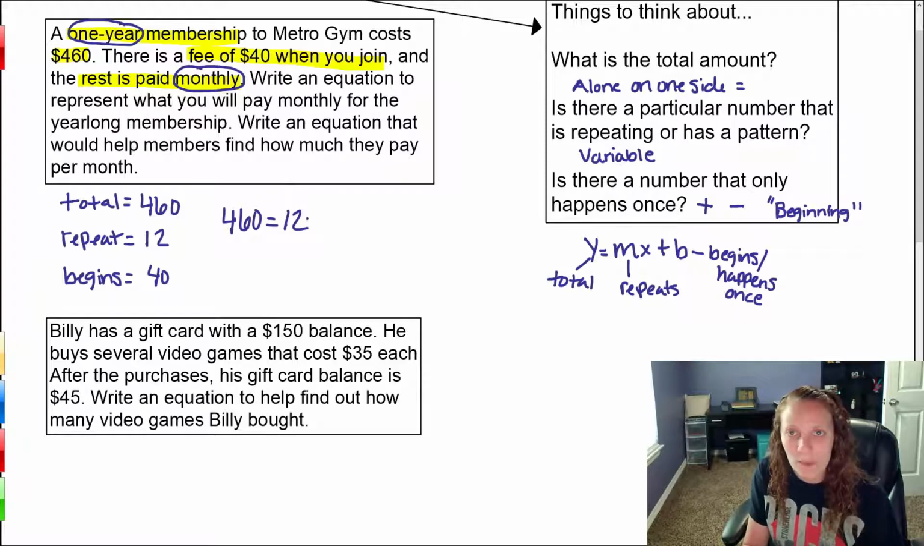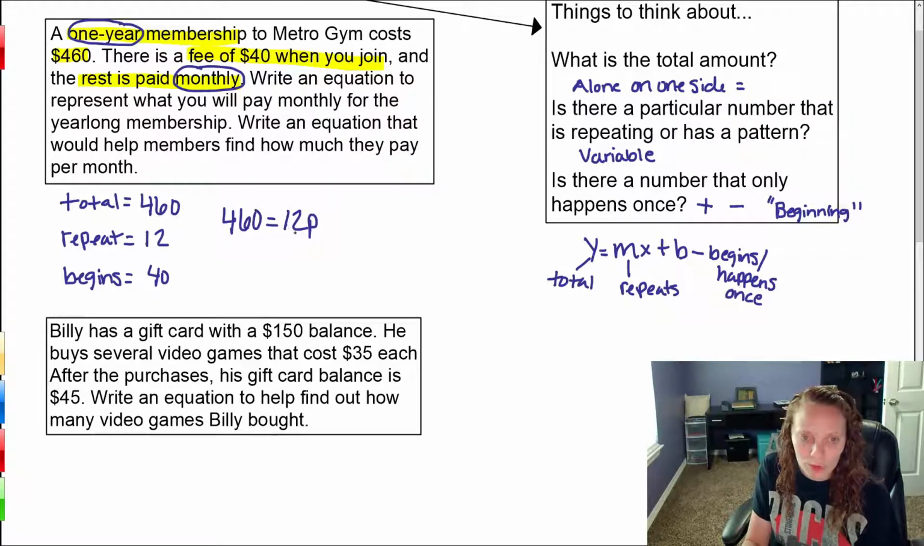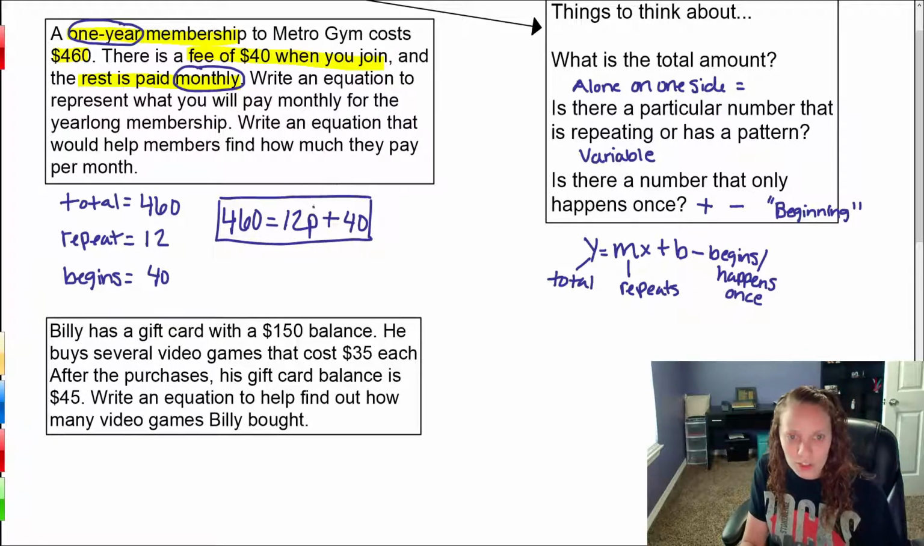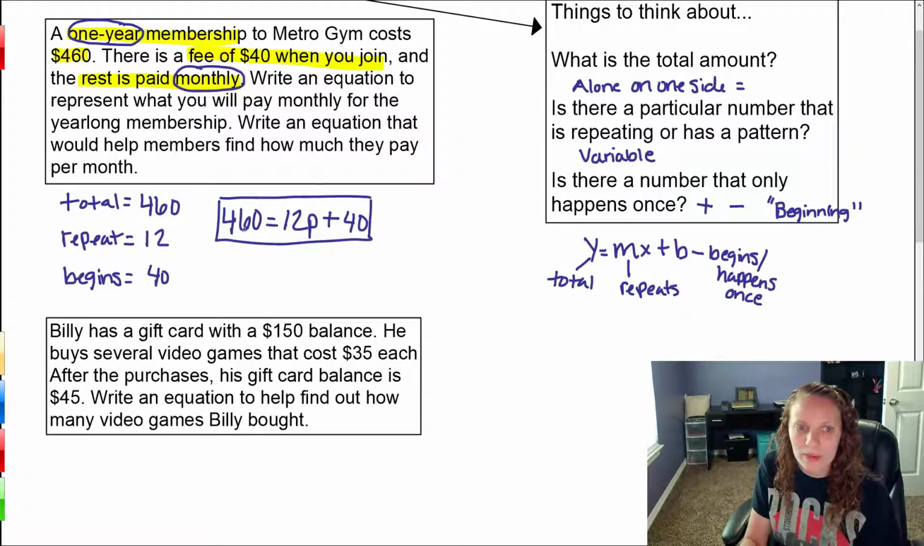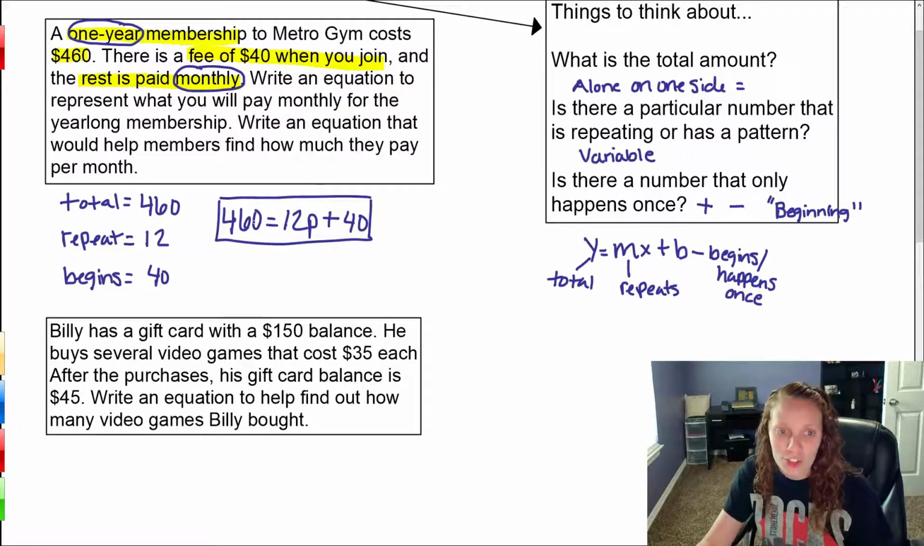Again, we don't know how much they're paying each month, so I'm going to represent that with the letter P for our variable. So for 12 months, they're paying the same amount of money. And then there's that upfront cost of $40. That happens once. So the 12 payments with the upfront cost of $40 would end up equaling $460 total.